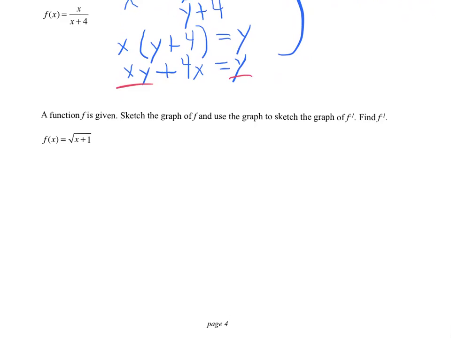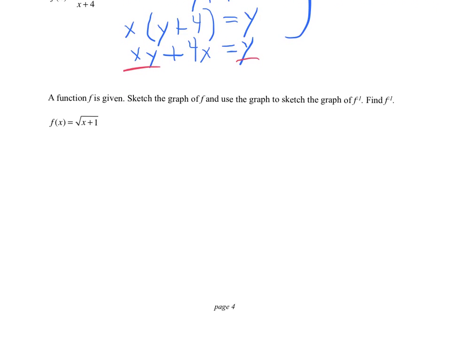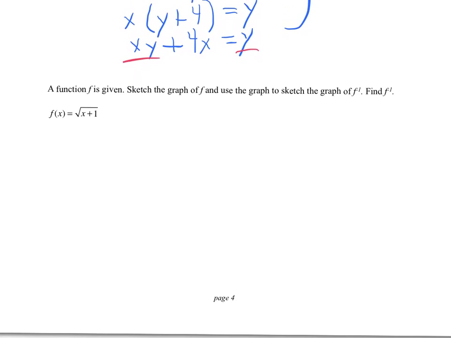Okay, so knowing how to sketch the graph of a function and use that to sketch the graph of the inverse function is a useful skill. So here we have f of x equals the square root of x plus 1. So we're going to draw that graph using what we know about translations. So the square root of x plus 1 is a translation of the square root of x function. It's shifted 1 unit to the left. So that means that the x-intercept is at negative 1, and the y-intercept is at positive 1. That's what you get when x equals 0.